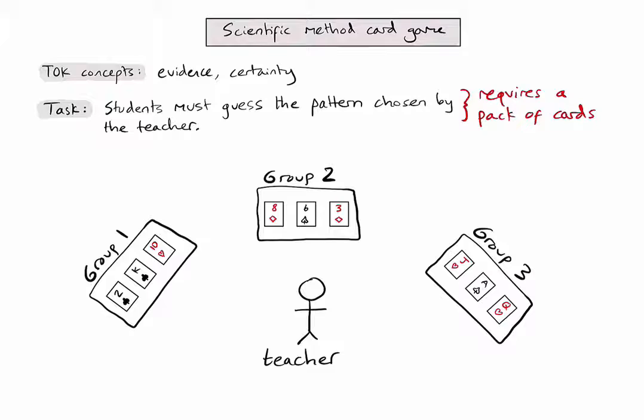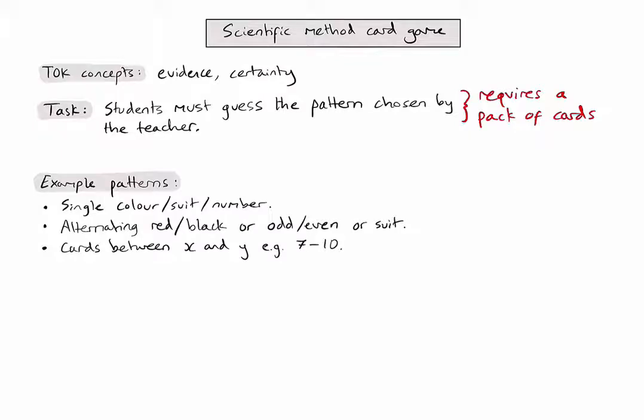This activity is normally pretty good to do perhaps 2 or maybe 3 different patterns. So I'd start with an easy one and then maybe move on to slightly more difficult ones. Here's some examples you could use. So here are some of the easier patterns, maybe just accept a single colour or a suit or a number.